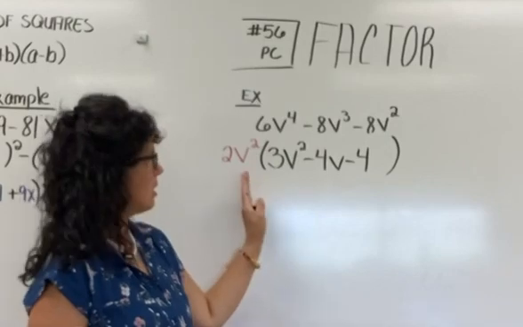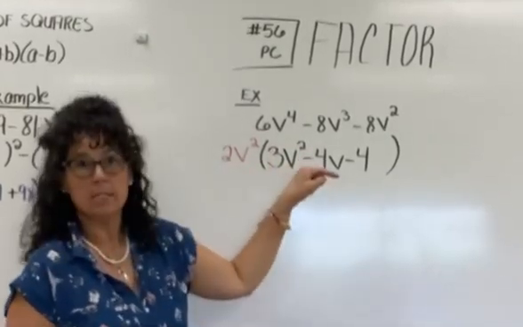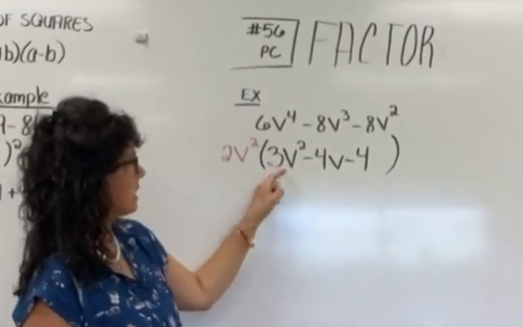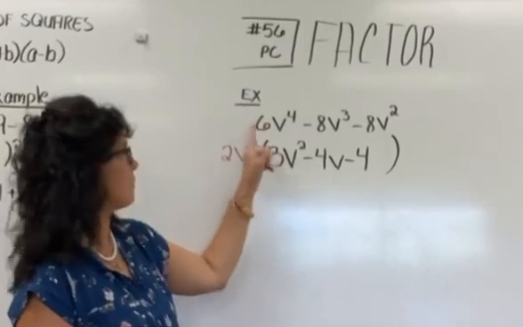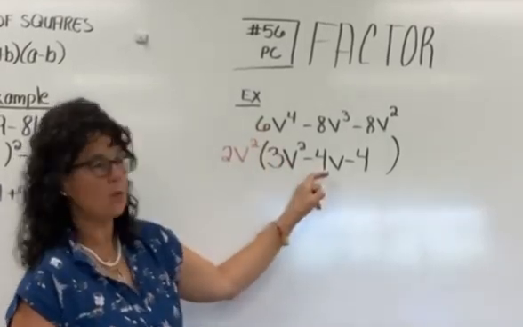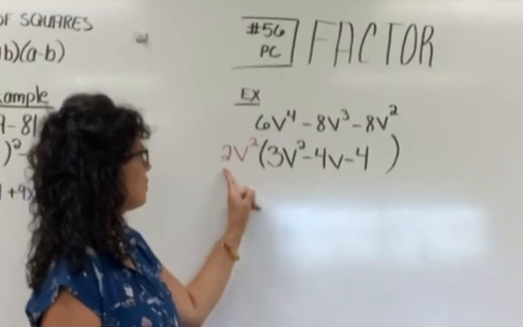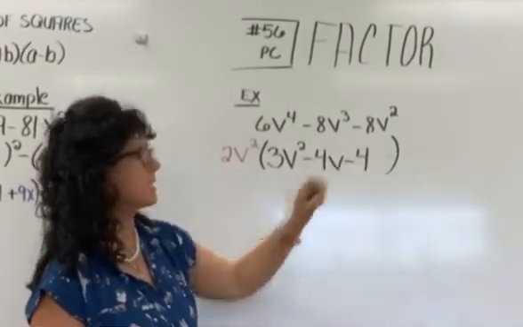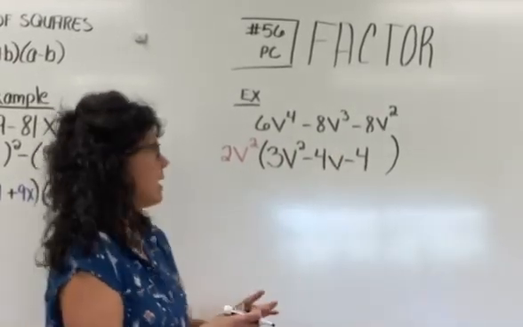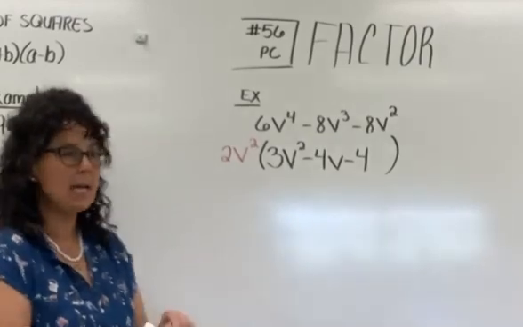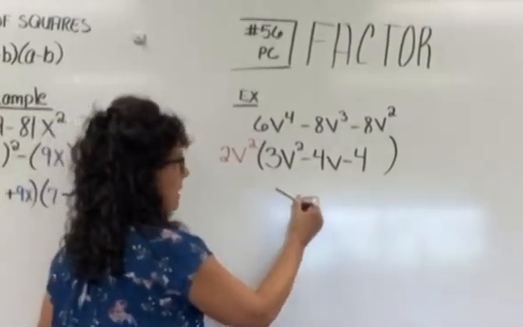So I could redistribute if you want to double check. 2v squared times 3v squared is 6v to the fourth. 2v squared times negative 4v is negative 8v cubed, and 2v squared times negative 6 is negative 8v squared. Now my focus is on the inside, and we're going to use the big X method here.